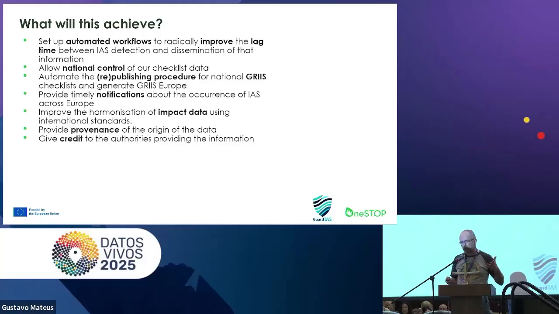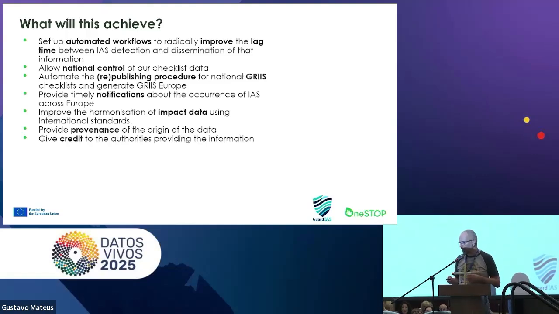We want to give these timely notifications to people, and OneStop is producing an alert system as well for people who can sign up to get alerts from GBIF to our system of any invasive species in any place they find interesting. That might be a smaller area like a nature reserve or something like this, but it also might be a country as well.